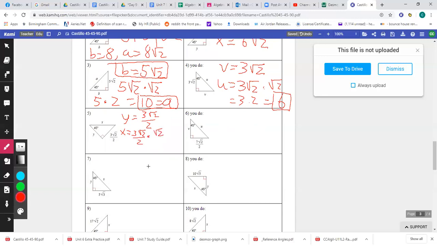Now let's look at what happens here. I know that root 2 times root 2 is just equal to 2. So x is equal to 3 times 2 all over 2. Does everyone see how I got that? The root 2 times the root 2 is just 2, and then I keep everything else the same. So this is 6 over 2, which is equal to 3. Okay, go ahead and do number 6 now.